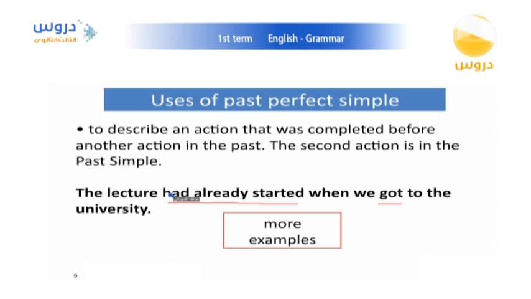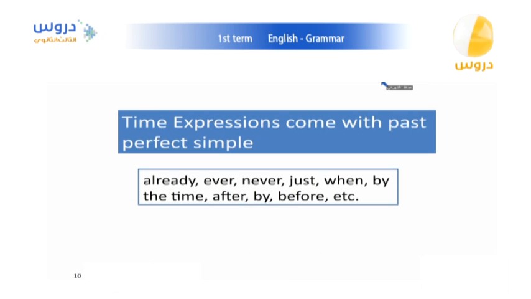This is the simple past, and this is the past perfect. The time expressions that come with the past perfect are: already, ever, never, just, when, by the time, after, by, before, etc. These are the time expressions which always indicate using the past perfect.